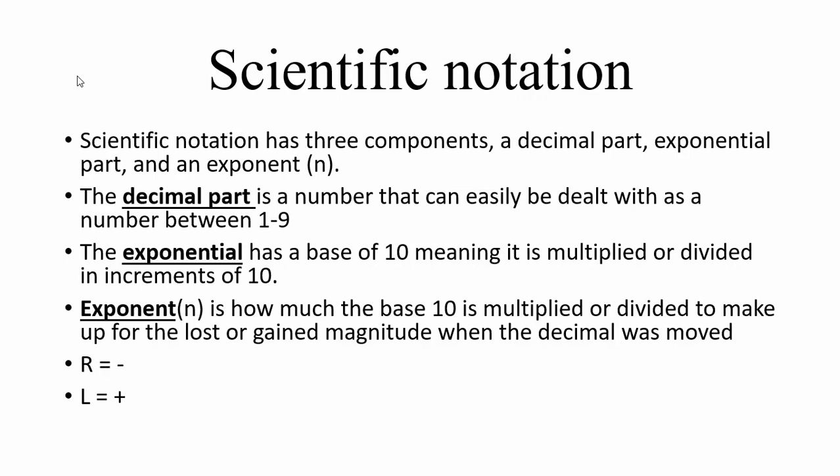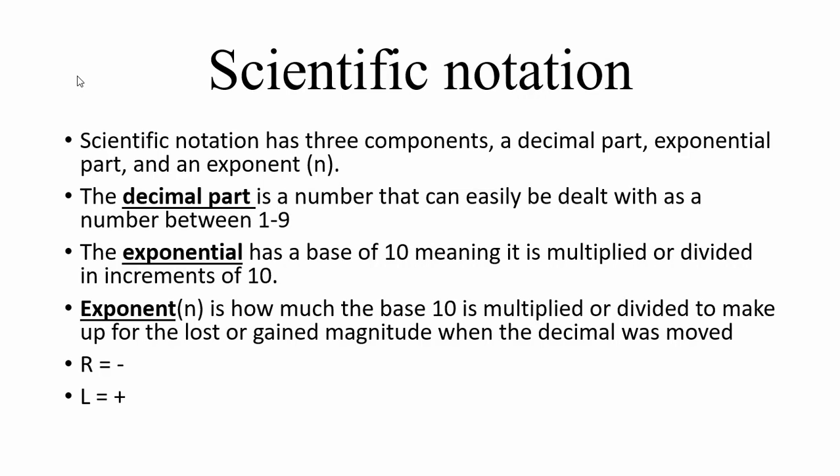To write scientific notation, we consider 3 components: a decimal part, an exponential part, and an exponent part. The decimal part brings a number to a single digit between 1 and 9. This makes the number easy to conceptually understand. The exponential has a base of 10, meaning it is multiplied or divided in increments of 10. The exponent, denoted as n, indicates how many times the base unit 10 is multiplied or divided to make up for the magnitude that was lost or gained when the decimal was moved. A negative exponent would indicate the decimal is being divided and the decimal moved to the right.